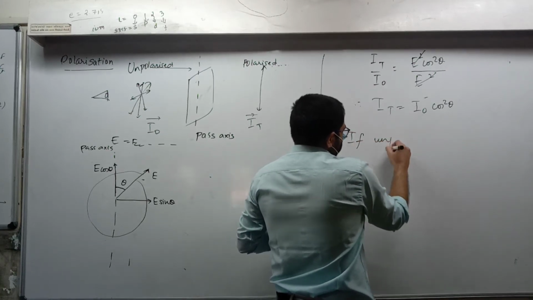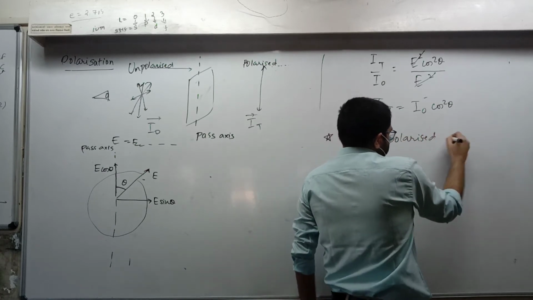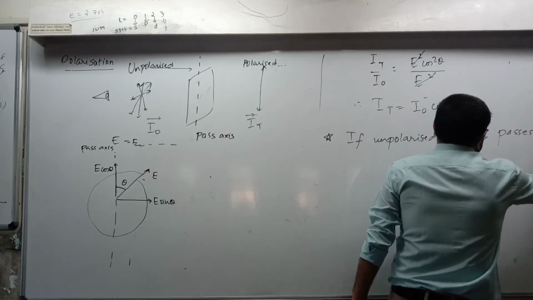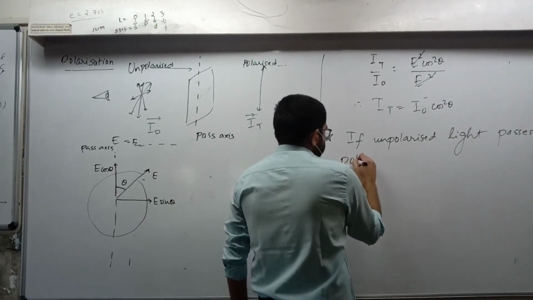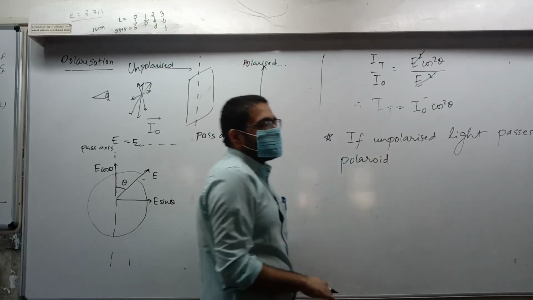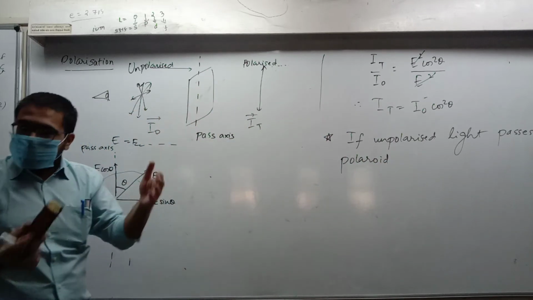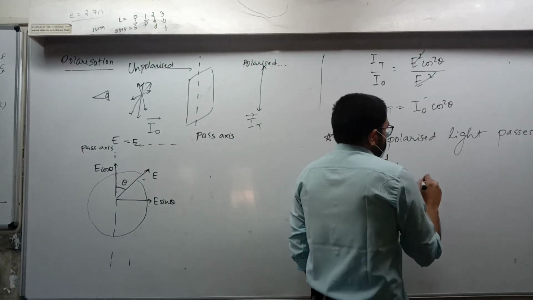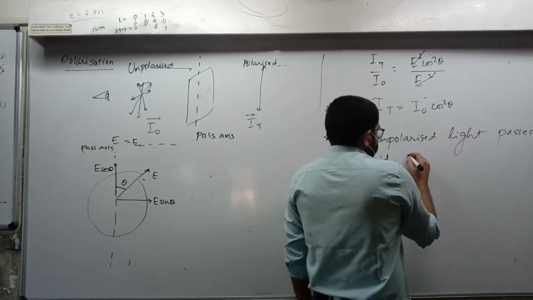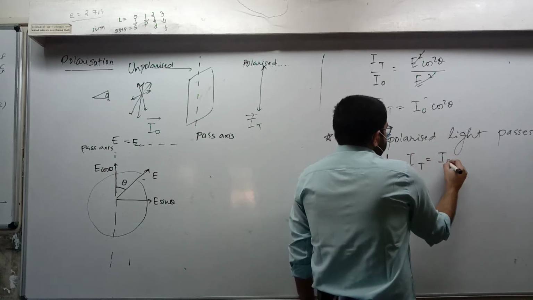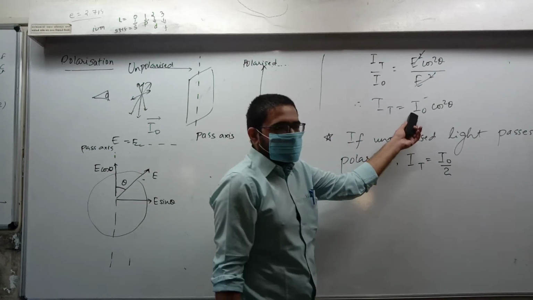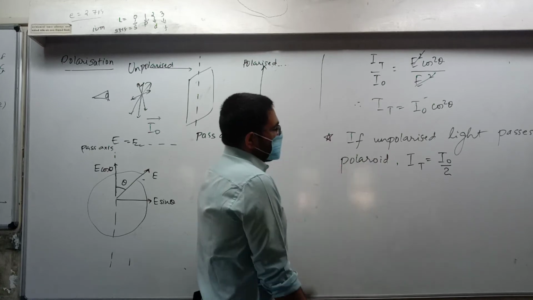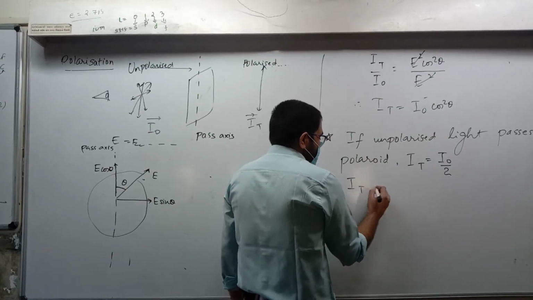If unpolarized light passes through a polarizer or Polaroid, there are two names. You can either call this polarizer or Polaroid. IT equal to I0 by 2. If you take the average, so I0 by 2. Got it? What is IT and what is I0?